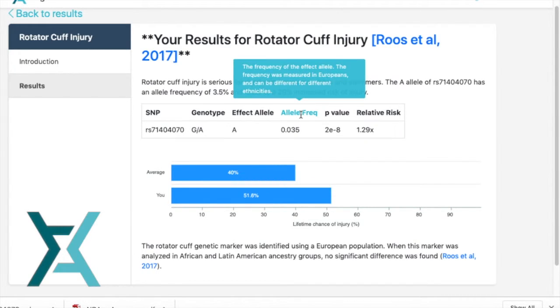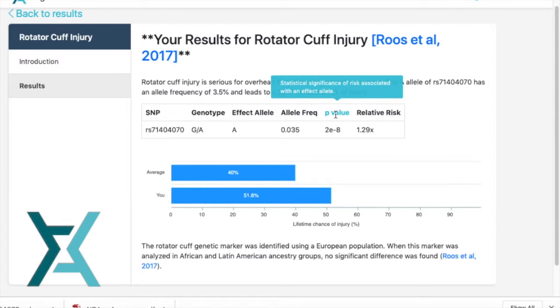of the time. P-value is the strength of the association of this polymorphism with rotator cuff injury. Here it's 2 times 10 to the minus 8, 2e minus 8. That's a pretty small number, indicating a fairly strong association of this SNP with the injury.